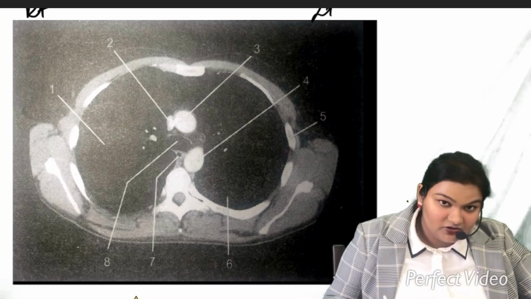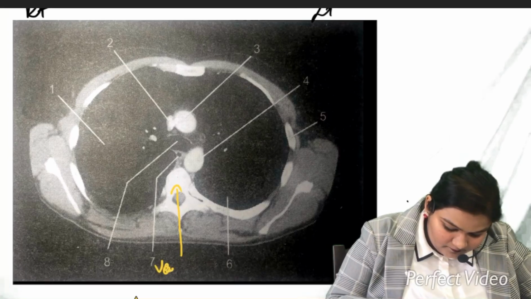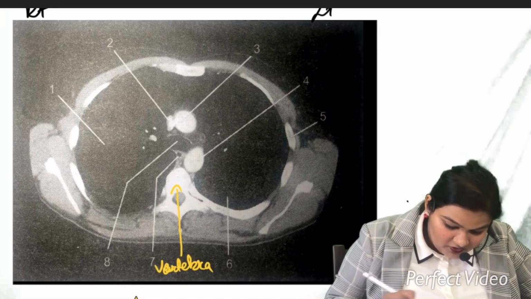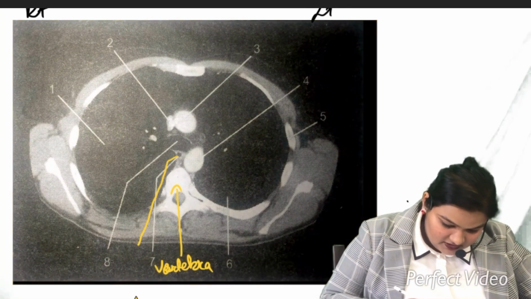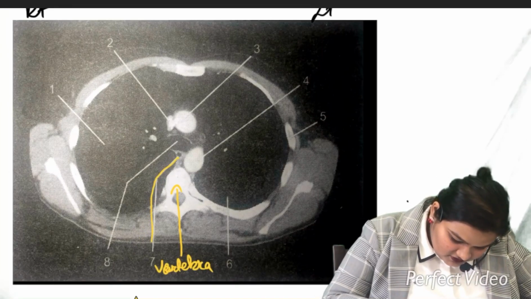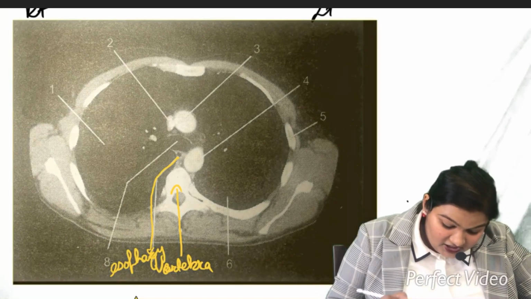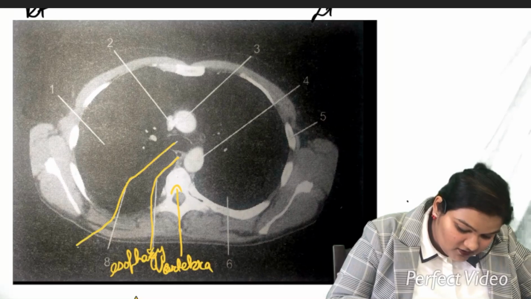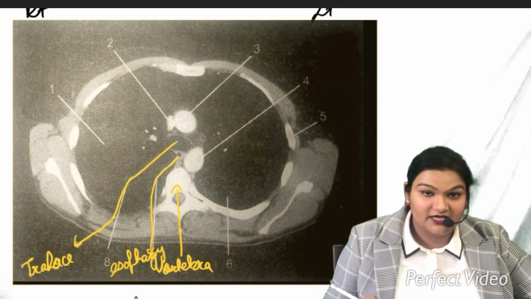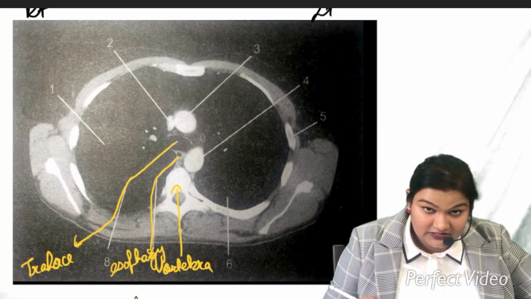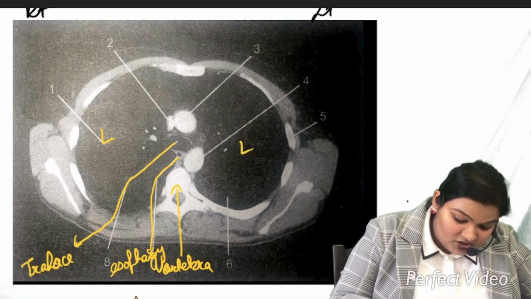The most prominent structure you first identify in the scan is the vertebrae. In front of the vertebrae we have another structure, and that is the esophagus. And in front of the esophagus we have another dark or black structure, and that is the trachea. Why is it black? Because it contains air. Air is a hypodense structure which appears black on the scan. And we have another air filled structure, and that is our lungs.